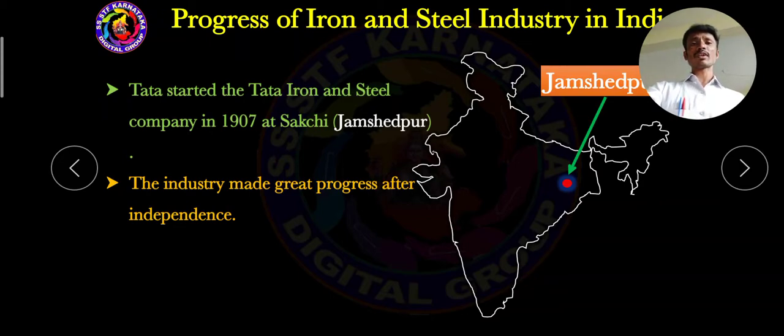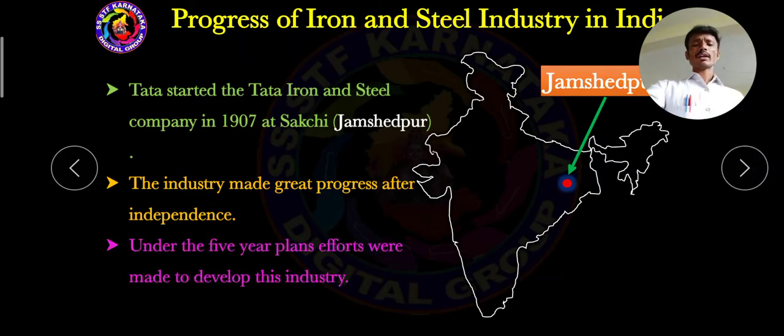Industrial progress, especially for the Tata Iron and Steel industry. But after independence, after 1947, there was a lot of progress. It means gradual improvement is there in this industry. Under the 5-year plans, efforts were made for the development of this industry. Why did the Tata Iron and Steel industry lead to success after independence? Because of the implementation of the 5-year plans.